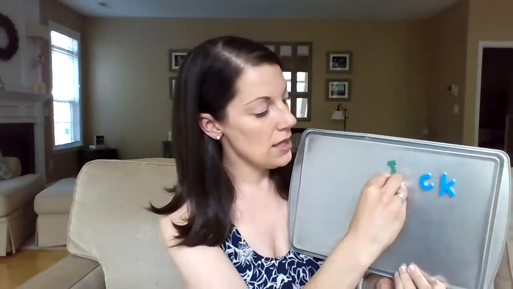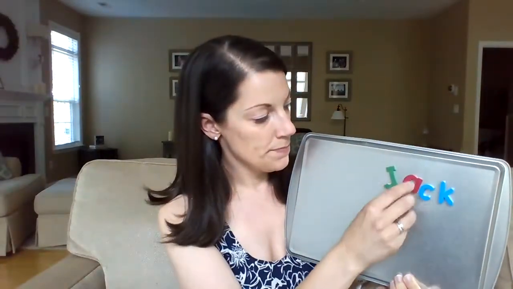Nice job. Okay, we have been talking about using strategies to figure out words that we don't know, and we've been talking a lot about looking for parts that you know. So one thing that we talked about was when you have a C and a K together, they make the k sound, like in the name Jack.